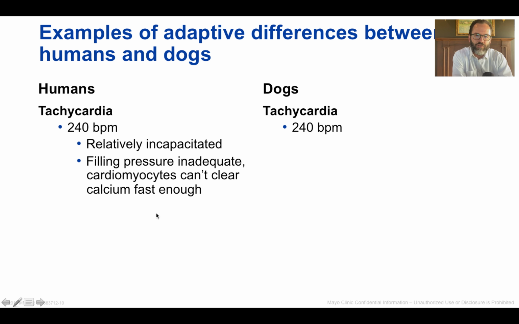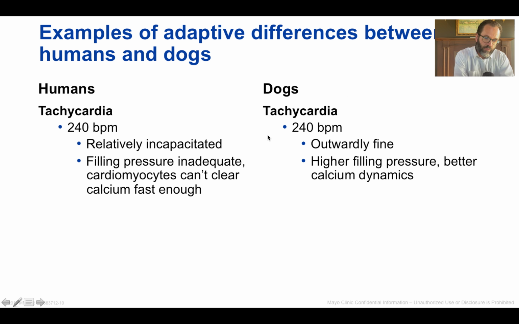And the cardiomyocytes just can't clear calcium fast enough. So if you end up going above 200 to 240 beats per minute, it ends up being a tremendous stress to the system. Now, dogs, in contrast, when you pace them at 240 beats per minute, there are models where you do this to induce heart failure in dogs. At 240 beats per minute, they're outwardly fine.